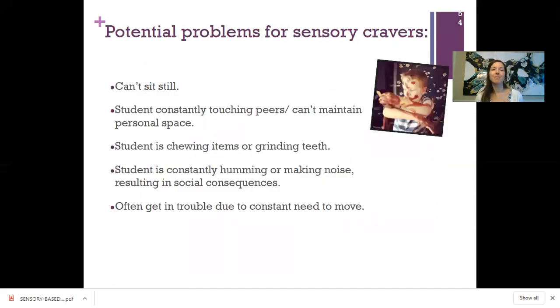Potential problems: a lot of these kids can't sit still. They might constantly touch their peers, can't maintain personal space, chew items, grind their teeth, or constantly hum or make noise. There might be some social consequences to that. And sometimes these kids get in trouble because they're constantly moving.